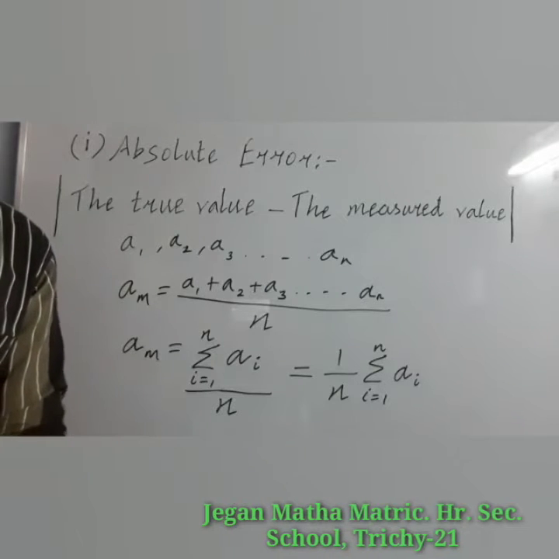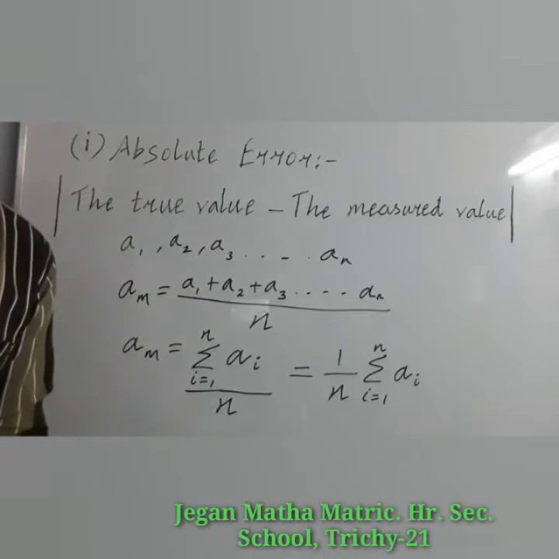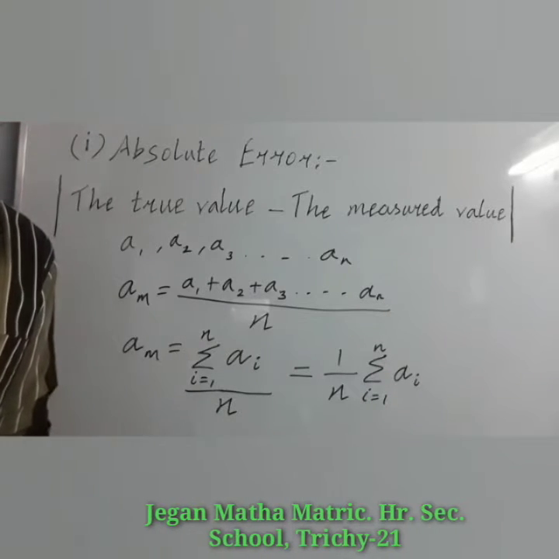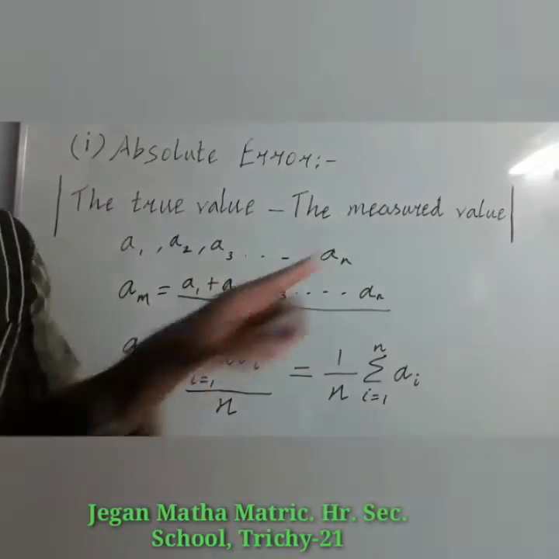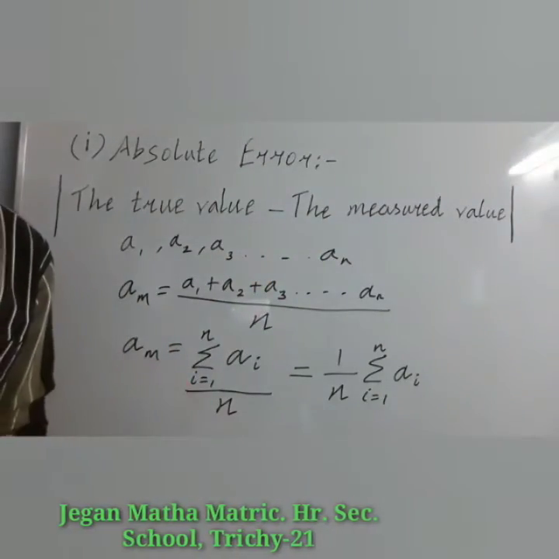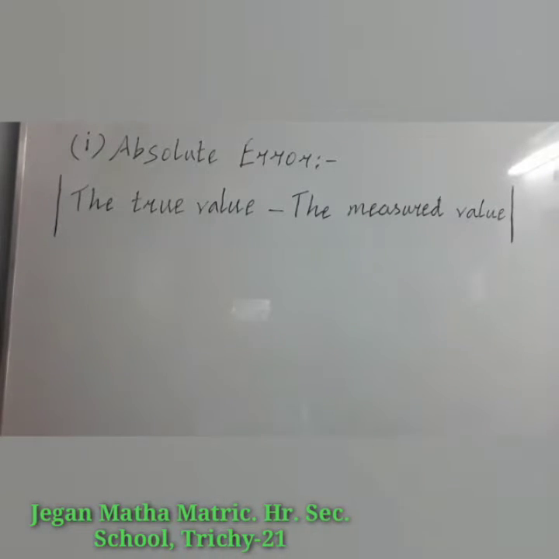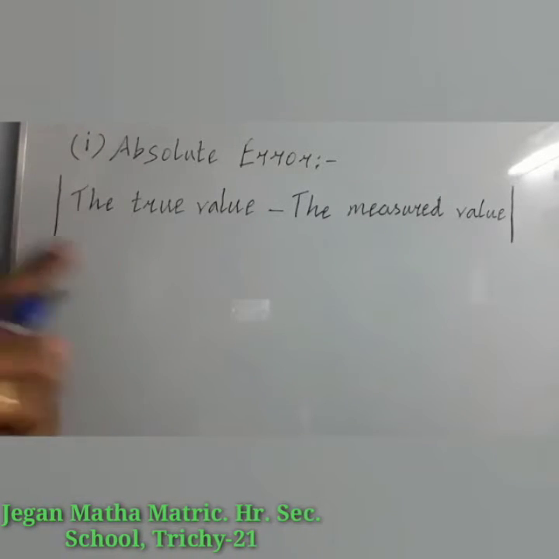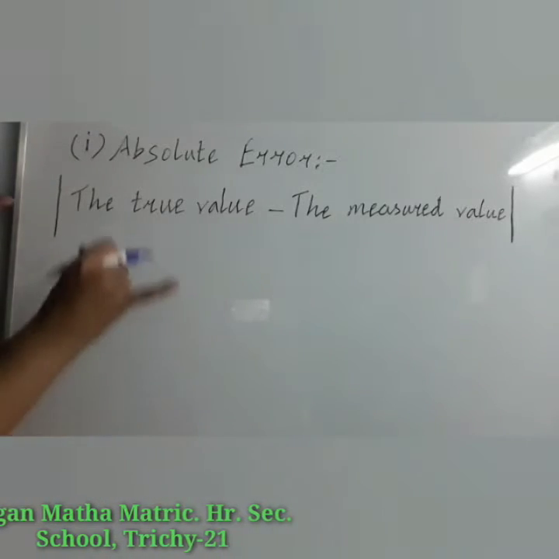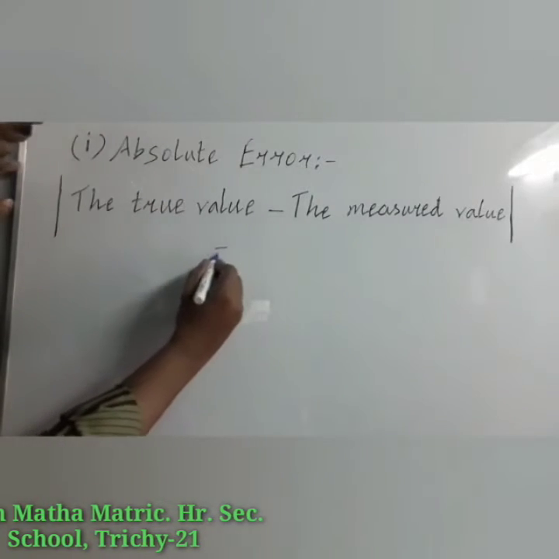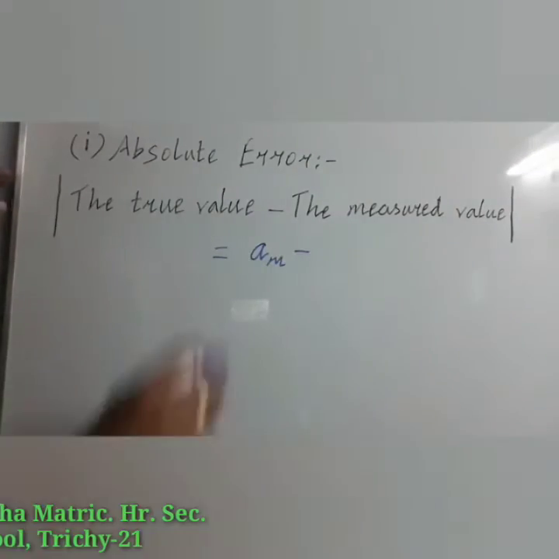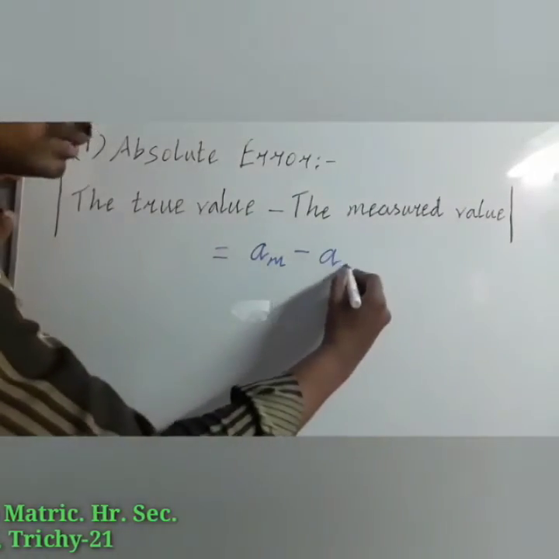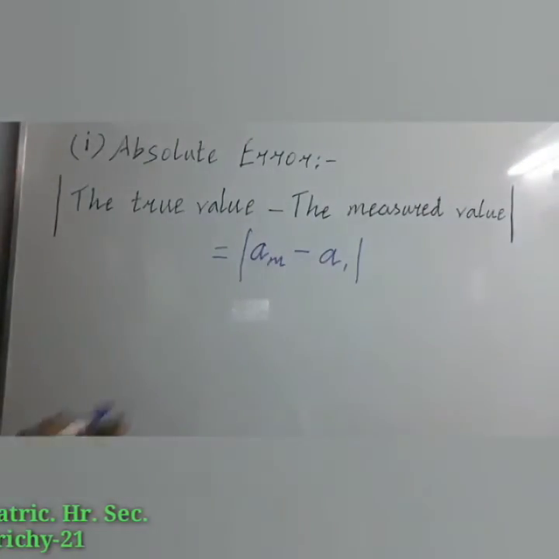Now we have to find the absolute error in the measurement. How can you find it? From this true value AM, we have to subtract each individual value, that is, the measured values. Then you can get the absolute error. Let us find the absolute error in the first reading, that is A1. True value, what is the true value? AM, the mean value is the true value here, minus the measured value, the first value, A1. We don't bother about the plus or minus, so only the magnitude I am going to take.